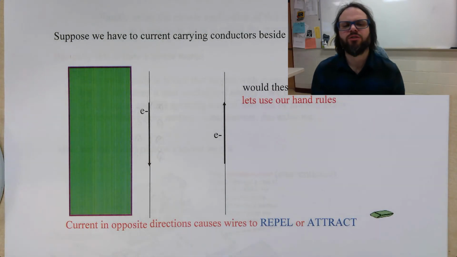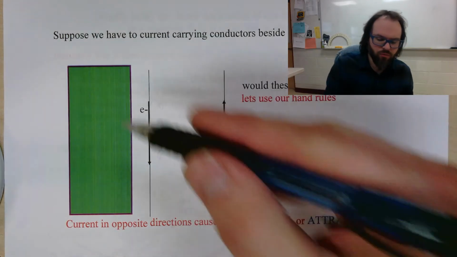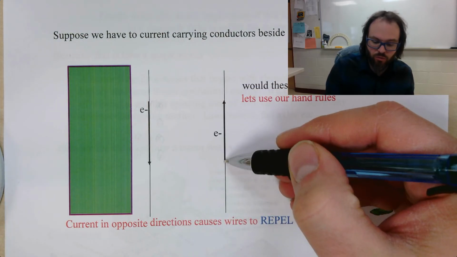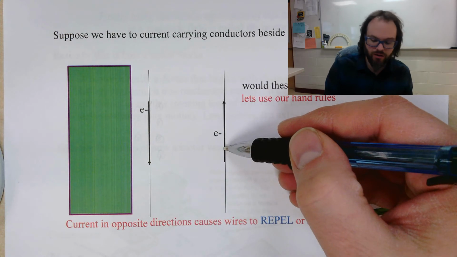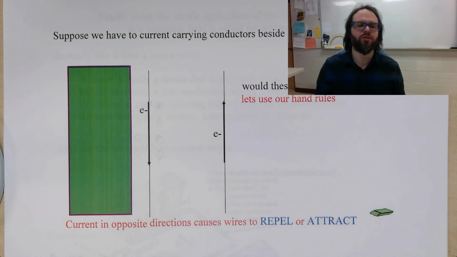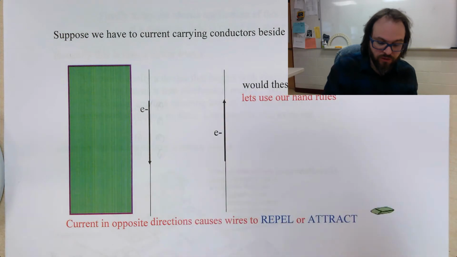So now we're going to look at two current-carrying conductors and how their magnetic fields interact with each other to create forces, and what's going to happen. Here we have one current-carrying conductor taking electrons and going down, and on this side we have a current-carrying conductor going in the opposite direction. To figure out what the forces are going to be, we have to look at their magnetic fields. Let's first look at the magnetic field of this one here.